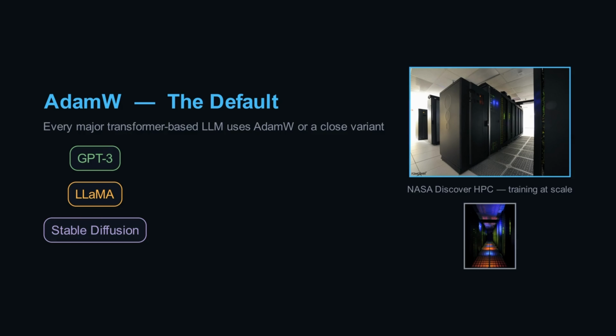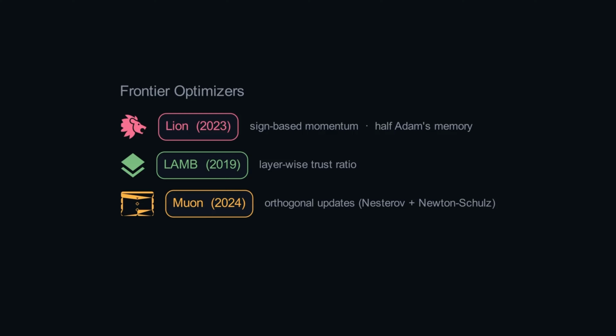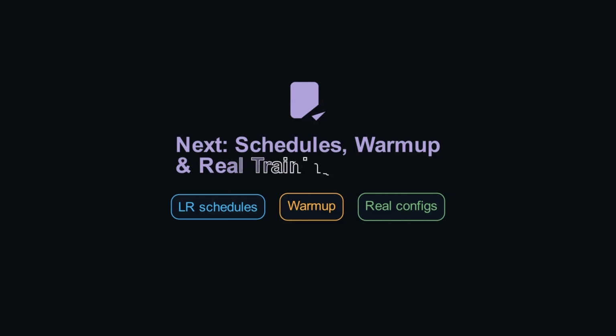GPT-3, LLaMA, and Stable Diffusion all use it or a close variant. At the frontier, Lion from 2023 uses sign-based momentum at half Adam's memory. LAMB from 2019 adds a layer-wise trust ratio. And Muon from 2024 uses orthogonal updates. Next, we look at learning rate schedules, warm-up, and real training configs.